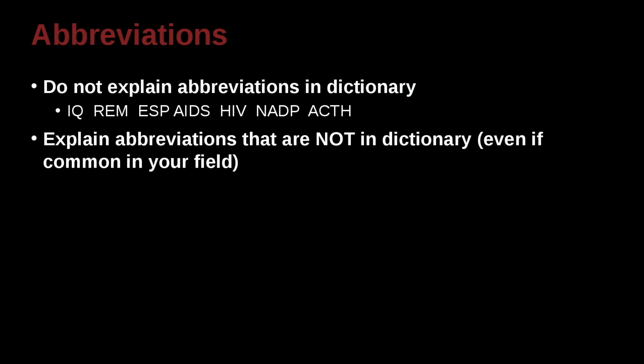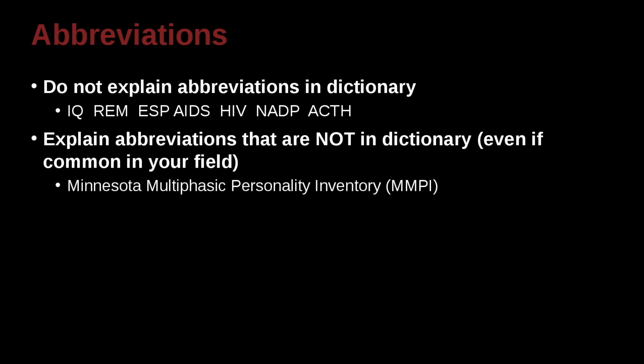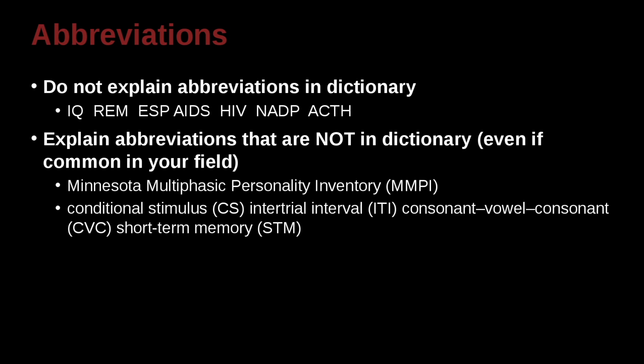But the rule of thumb for the APA is, even if it's common, you go ahead and you explain it the first time if it's not in a dictionary. So for example, Minnesota Multiphasic Personality Inventory, or MMPI. This is the first time it is in the paper. This is very common. Everybody in the field of psychology knows this, but anyway, the first time you explain it. Again, though, it depends on your journal. Follow the rules you're targeting.